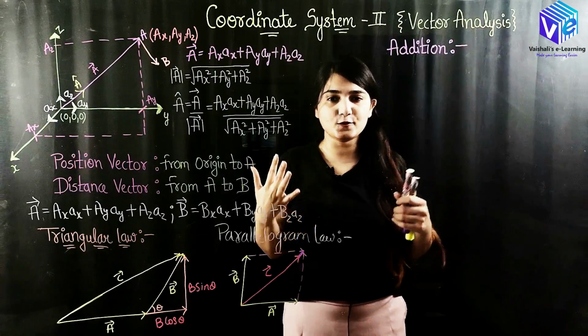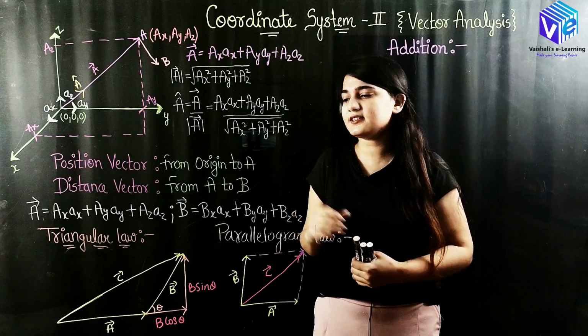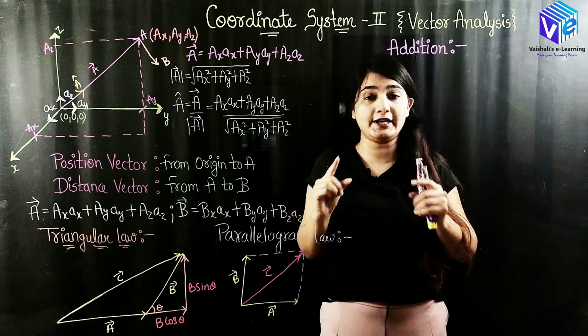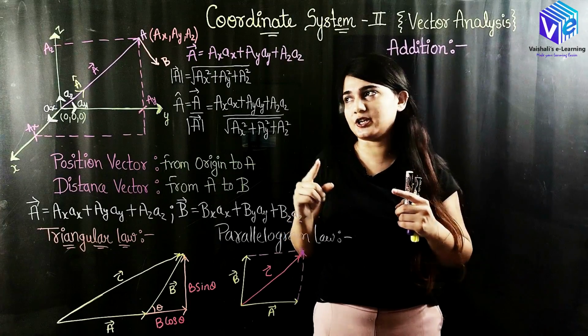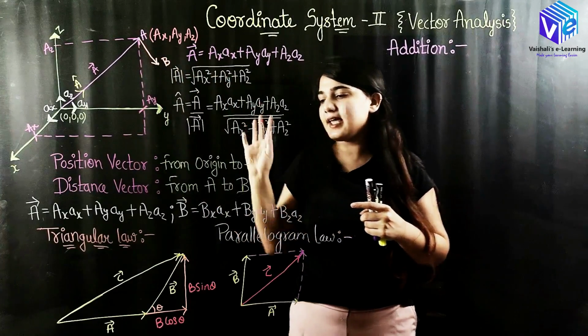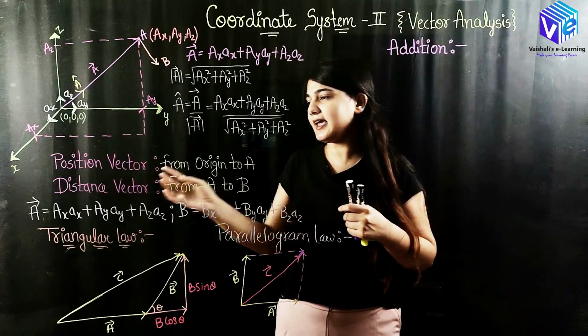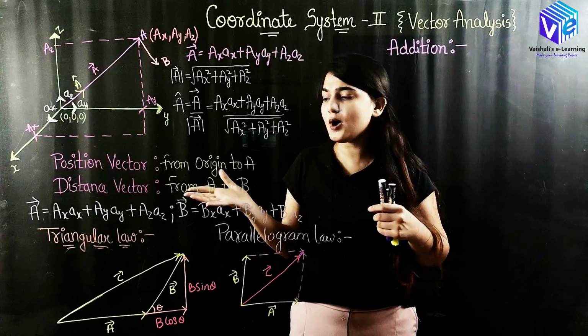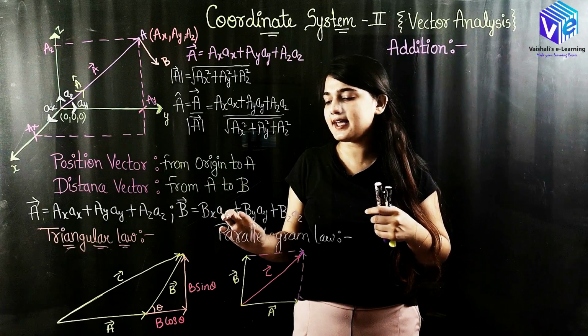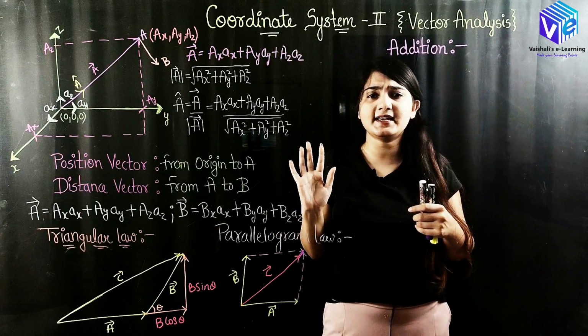Now what is the distance vector? The distance vector is the minimum distance between two points. Neither of these two points can be the origin. If I have two points A and B, how have I represented A? A was Ax plus Ay plus Az. How did I represent B? B was Bx plus By plus Bz.